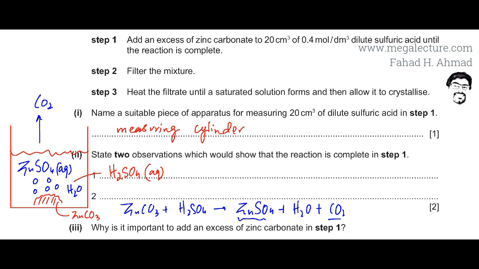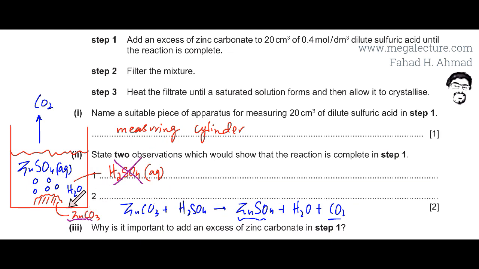Now, what's happening is you add excess zinc carbonate. The reason is that if you keep adding zinc carbonate, eventually you'll run out of sulfuric acid. All the sulfuric acid would get used up, forming these products: zinc sulfate, carbon dioxide, and water. So if you keep on adding zinc carbonate, one indication would be that the reaction would stop.